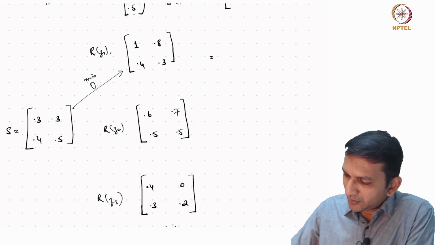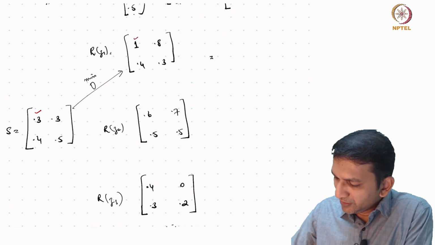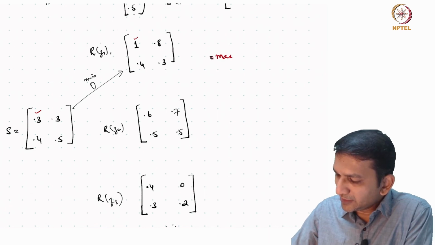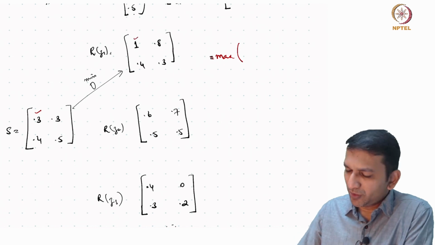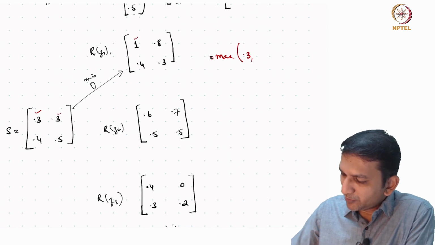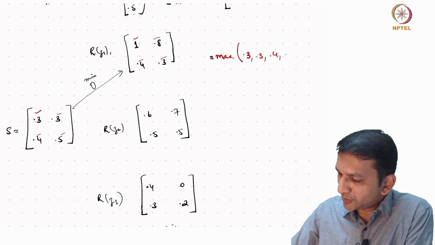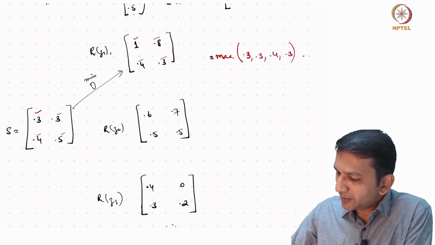Let's look at it. So we start with 0.3, 0.3, 0.3 and 1. We need to take the maximum of the minimum between the component-based elements. Minimum of 0.3, 1 is 0.3. Minimum of 0.3 and 0.8 is 0.3. Minimum of 0.4, 0.4 is 0.4. 0.5, 0.3 is 0.3. And the maximum of them is actually 0.4.